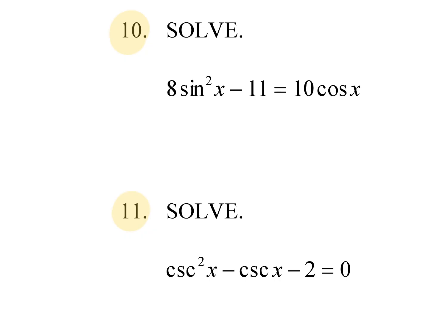So with number 10, we have different trig functions here. What could we do? We can move the 10 cosine to the other side, so I'm going to subtract 10 cosine x. But we like it when our trig functions are the same. So how could I make these be the same trig function?